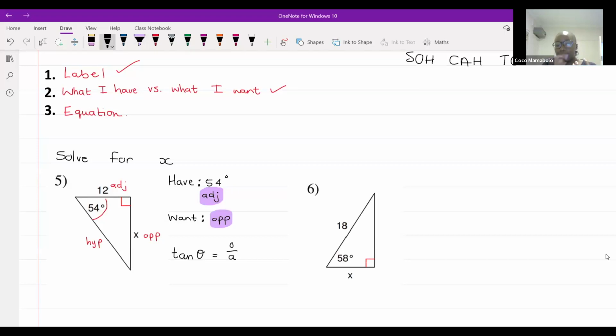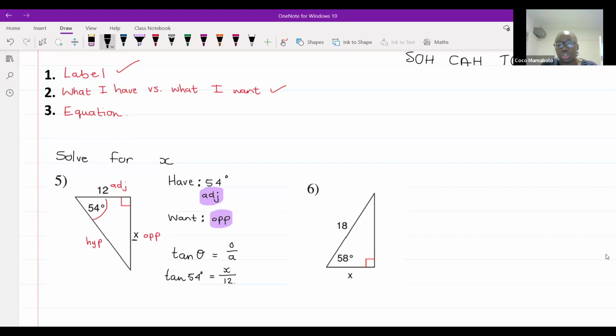So now what this tells me to do is I'm going to take exactly what I have and replace each of those elements of tan theta is equal to opposite over adjacent. Tan of theta is sitting in place of my angle, so I'm going to replace theta with 54 degrees. Tan of 54 degrees is equal to the opposite, which is x, over the adjacent, which is 12.